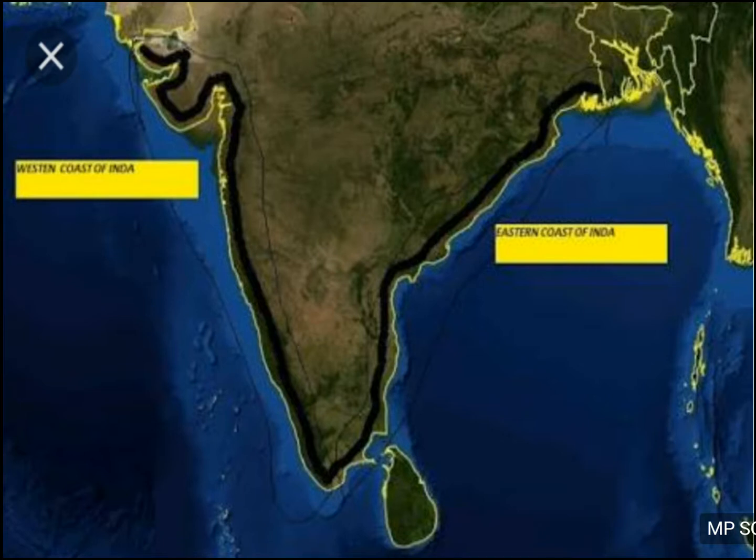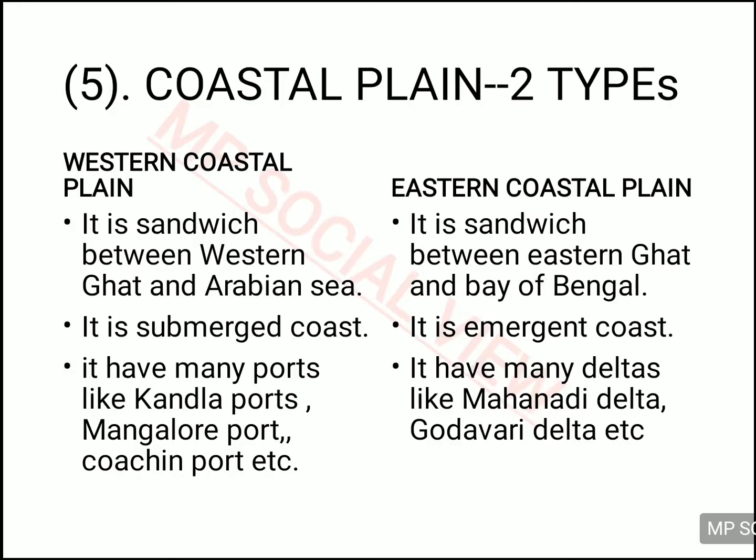The eastern coastal plain is sandwiched between the Eastern Ghat and the Bay of Bengal. On the eastern side we have another ocean called the Bay of Bengal. So the eastern coastal plain is a sandwich between the Eastern Ghat and the Bay of Bengal, and the western coastal plain is a sandwich between the Western Ghat and the Arabian Sea.